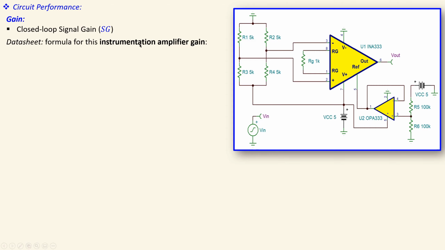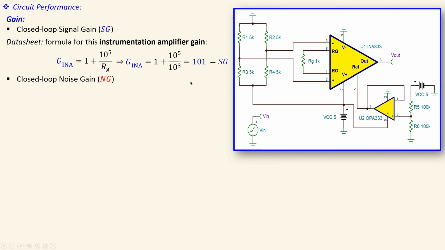From the datasheet we can see that this operational amplifier has this value. So you can calculate your instrumentation amplifier gain with 1 plus 10 to the power 5 over Rg. Rg is in our case 1000, so just substitute the values and you will get 101. That's the signal gain. The noise gain for the instrumentation amplifier is equal to the signal gain, so the noise gain is also 101. You will get the exact same result.